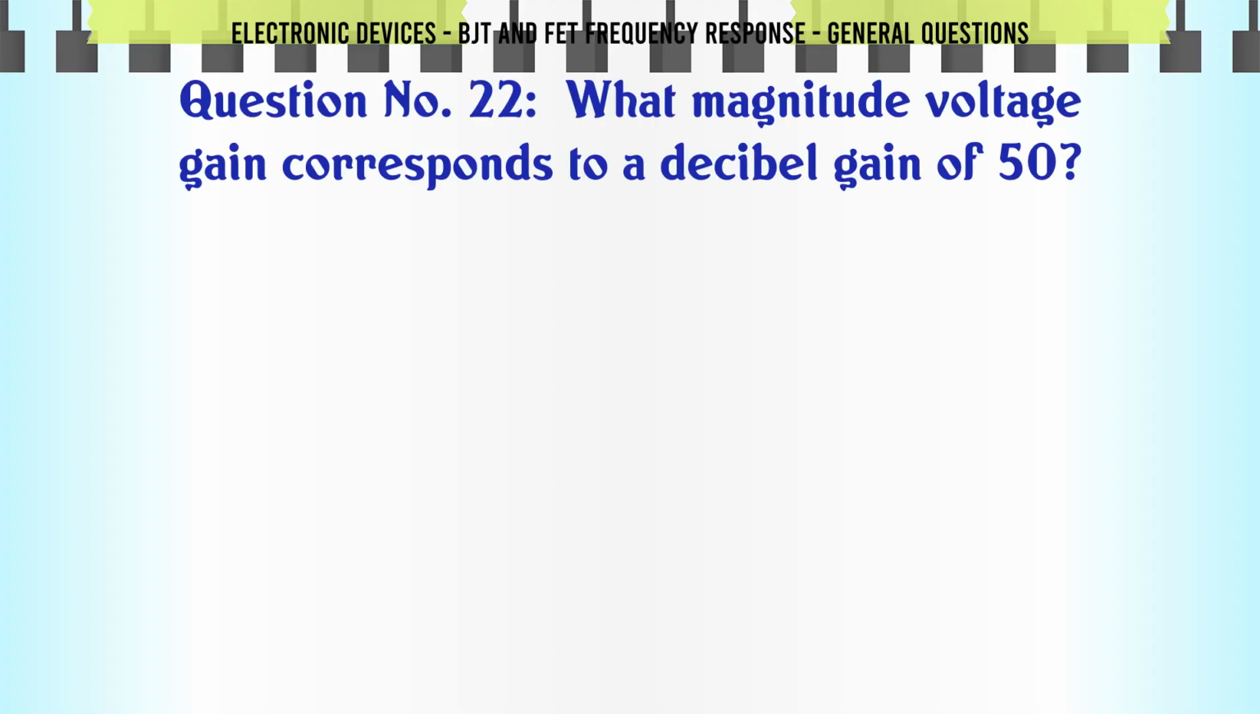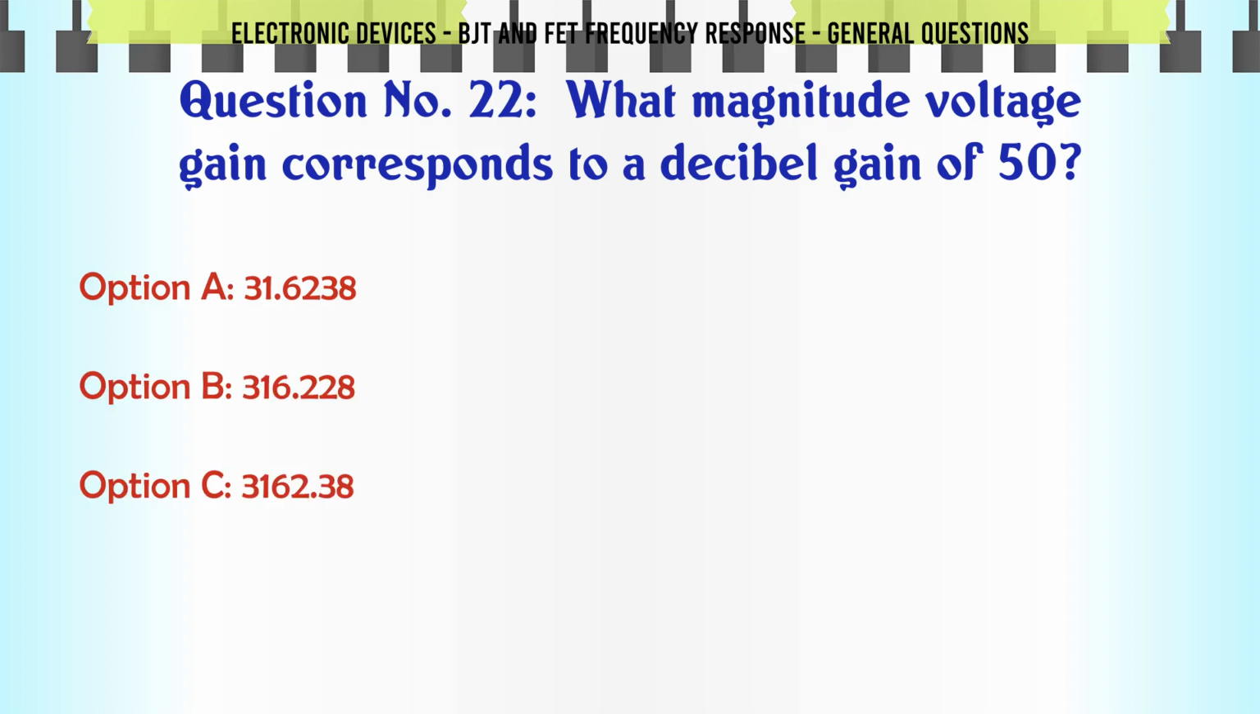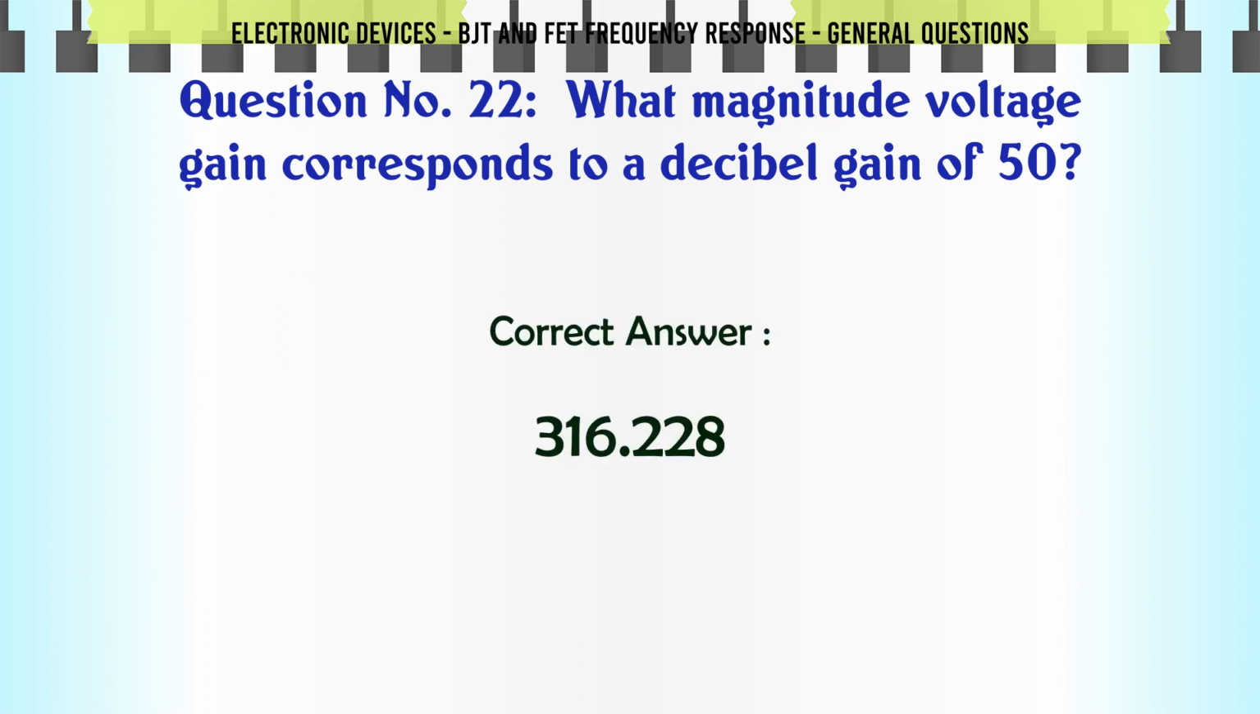What magnitude voltage gain corresponds to a decibel gain of 50? A. 31.6238, B. 316.228, C. 3162.38, D. 31623.8. The correct answer is 316.228.